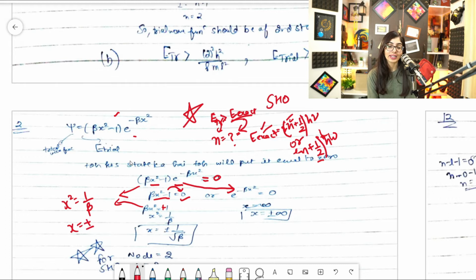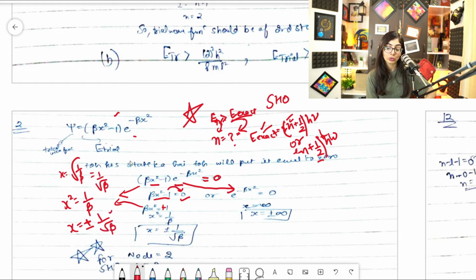Always remember, don't write x is equal to root 1 by b like that, 1 by root b. Don't do that, guys. Otherwise, your calculation of nodes can be wrong. So whenever a square is there, there are always two values, one in plus and one in minus. So that would be plus minus 1 by root b.